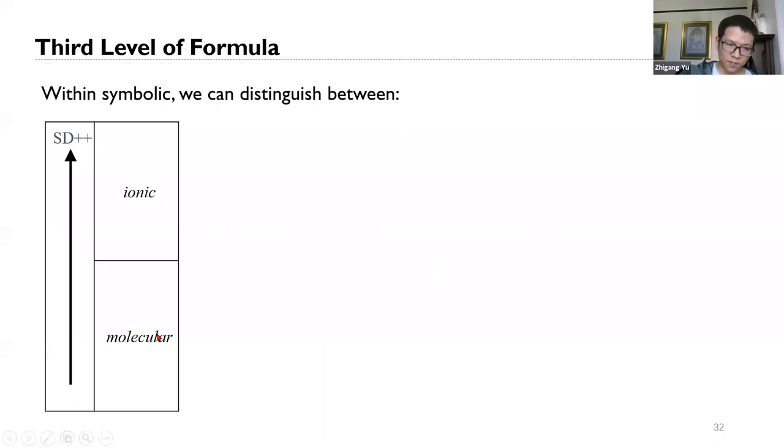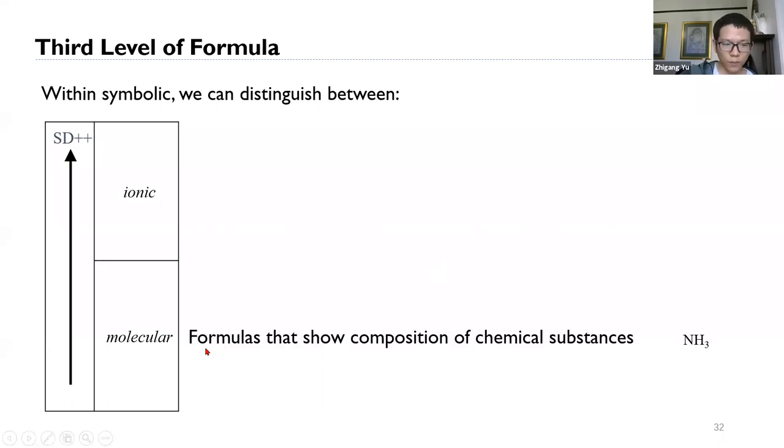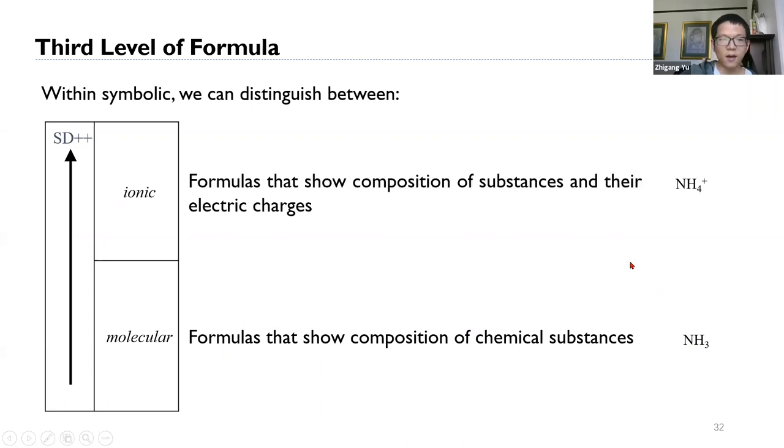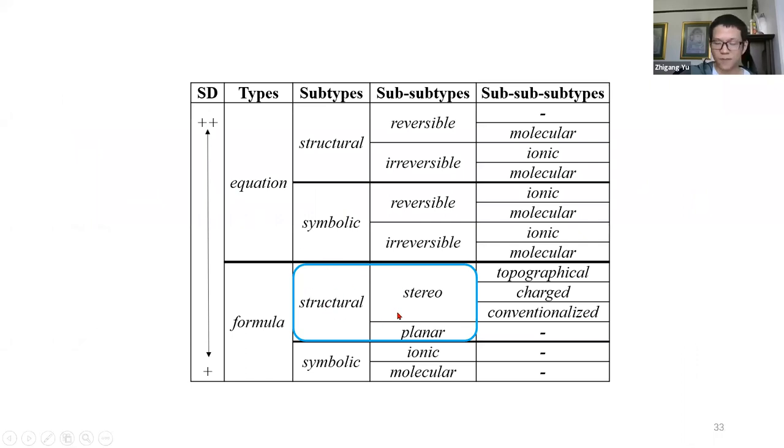We can distinguish between molecular and ionic. Molecular refers to formulas that show the composition of chemical substances, the compositions, one nitrogen atom and three hydrogen atoms. And ionic formulas show the composition of substances and the electric charges. For example, it has an additional meaning of the charge here. So the addition of this meaning gives a stronger semantic density. And still, please bear with me as I go through this translation device. You may feel bored, but I'll finish it very quickly.